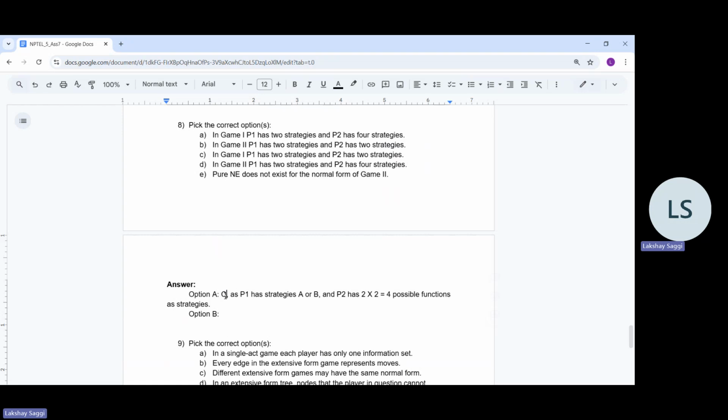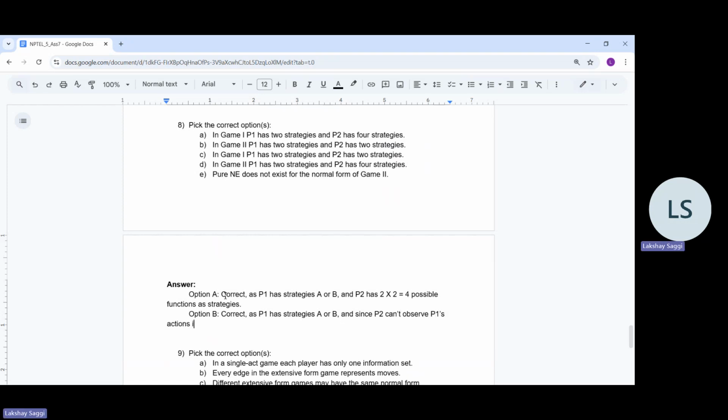Or maybe I should write correct. So this is correct, as P1 has strategies A or B, and since P2 can't observe P1's actions in game 2, hence P2 also has only two strategies, A or B.